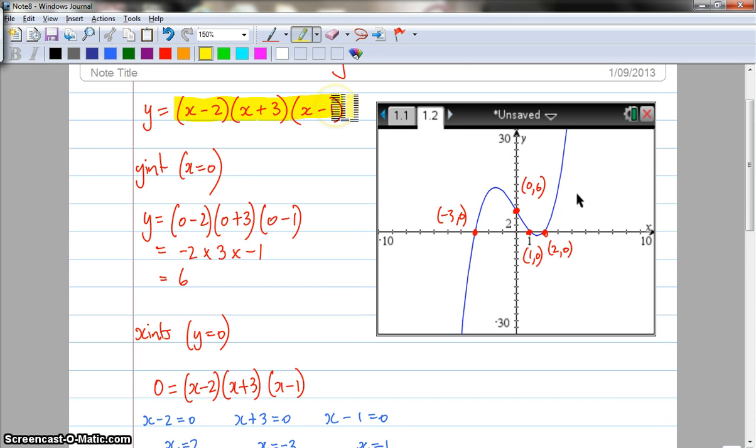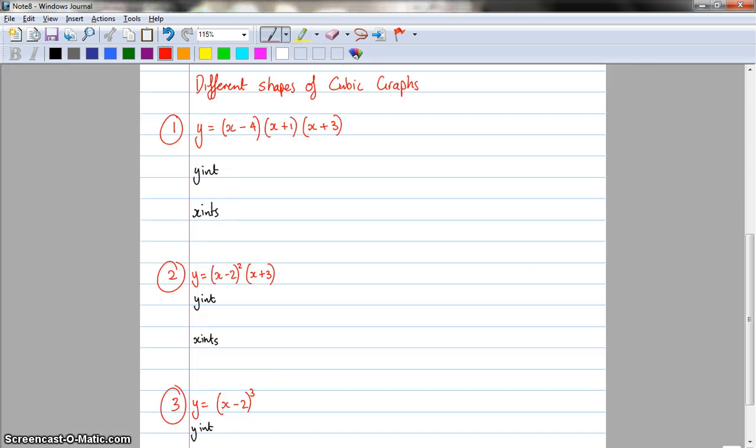So you can see how getting a cubic in this kind of formation here is actually really powerful. So now I'm going to show you a couple of other things with cubic graphs. Okay, now I want to show you a couple of different types of cubic graphs, or as I've called it up there, different shapes of cubic graphs. I'm going to look at 3 examples, and you can see the 3 examples there. Each time I'm going to find the x-intercepts and the y-intercept. The first one, as you can see, has 3 brackets multiplied by each other. The second example has 1 bracket squared multiplied by another bracket, and the third example just has 1 bracket cubed.